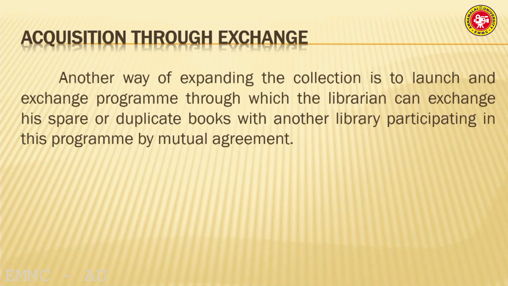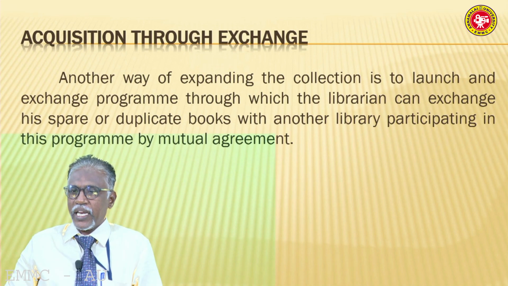Then the third one is acquisition through exchange. Another way of expediting collection is to launch an exchange program through which the librarian can exchange his spare duplicate copies with another library participating in this program by mutual agreement. For example, Annamalai University has a publication division, and our research and teaching staff also publish a number of books through our university, so we have a number of copies. In the same way, Madras University, Madurai Kamaraj University or Bharathiar University also have publication divisions, and they are publishing a number of books.